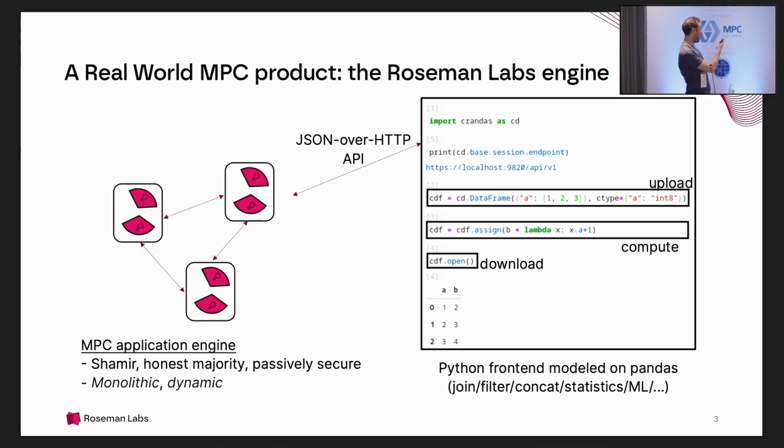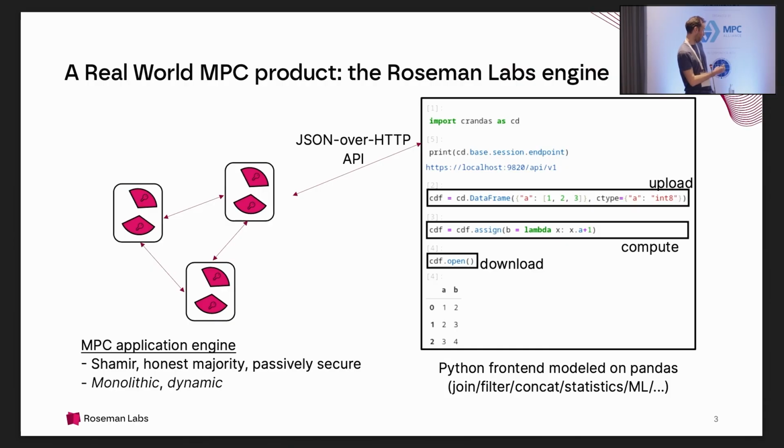So that's our application engine. How do you interact with it? Several ways. One of them is using a simple API. One of the APIs we have is a Python package, and you can use that Python package to interactively talk with our MPC engine. You can upload data, run computations on them, and then download the results in the end. The computations are simple, basic tabular operations at their core.